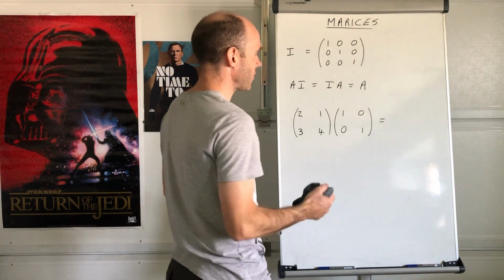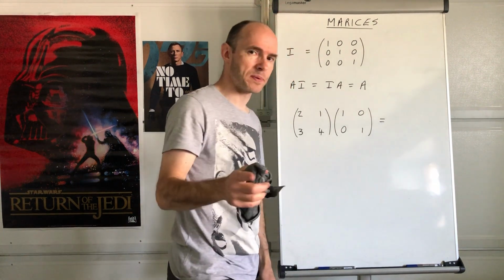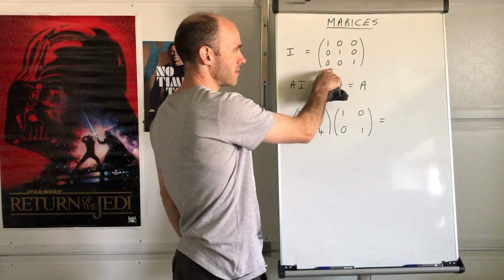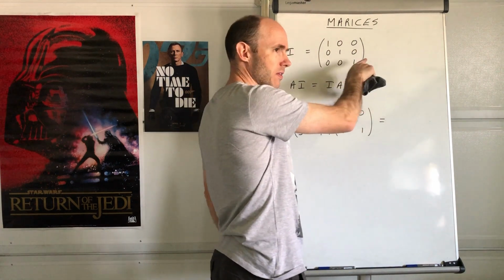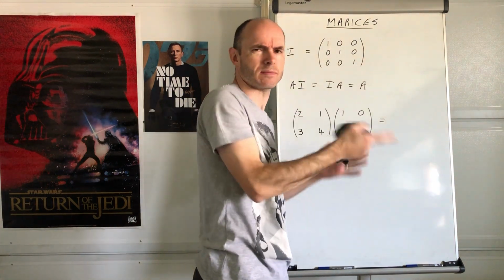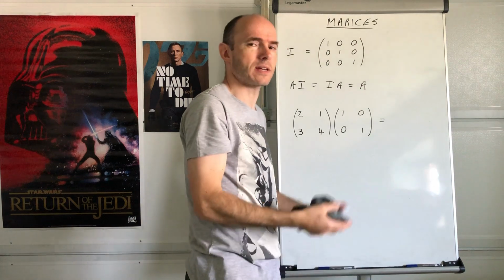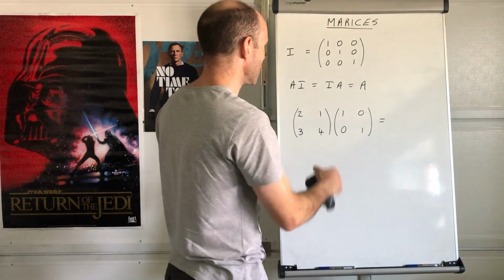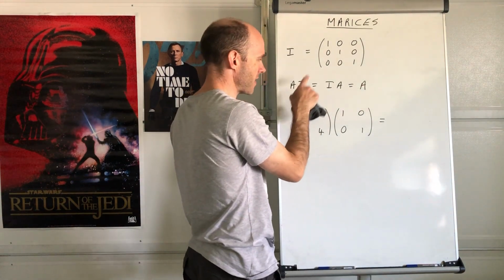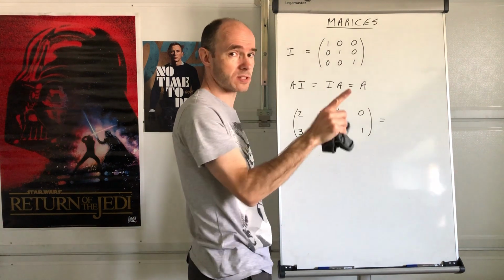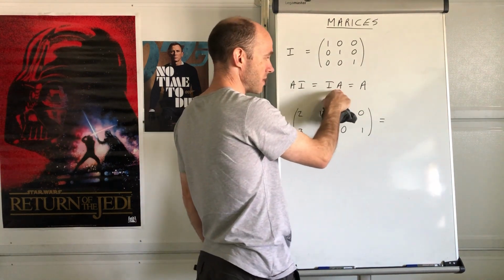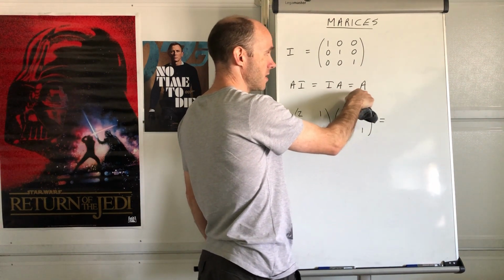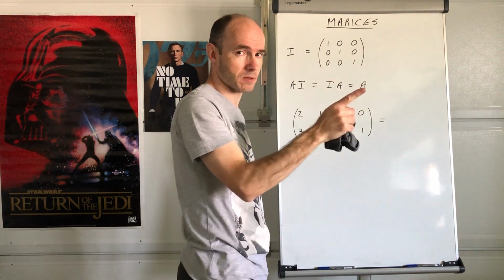But anyway, the identity matrix has got the property that when you multiply it by another matrix, say for argument a square matrix, you get exactly the same answer. So for matrix A, if you multiply that by the identity, you get the same as if you do the identity times matrix A, and you get matrix A. So with these, the order does not matter which way around you do it.